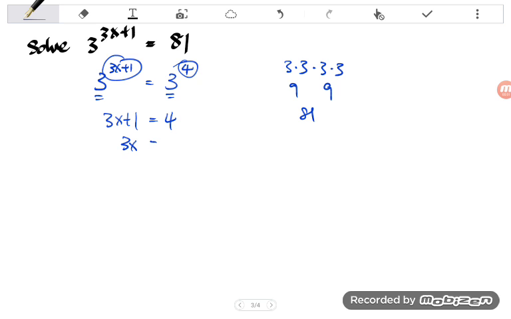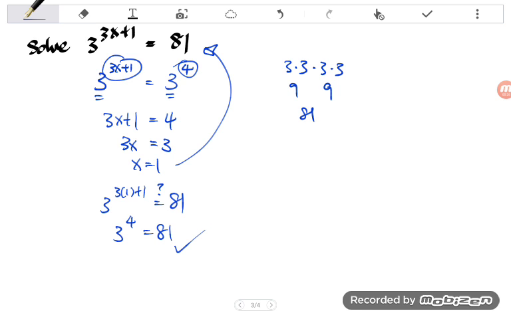And the rest is just algebra. So x is equal to 1. If you want to check your value, substitute the 1 back into the original equation. Then I get 3 to the power of 3 times 1 plus 1. Is this equal to 81? Let's see. 3 times 1 gives us 3, plus 1 gives us 4. So 3 to the power of 4 is 81. So that's good, your x is 1.